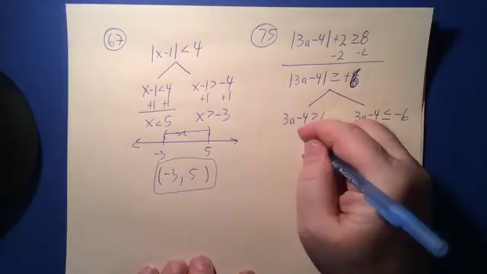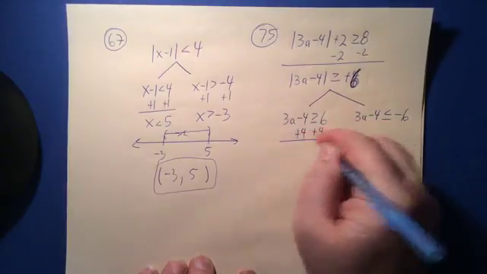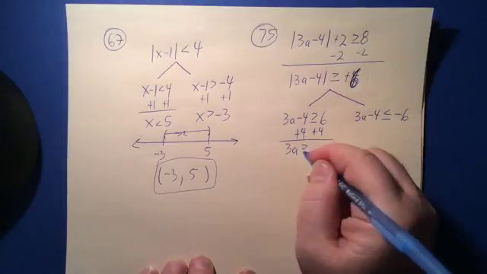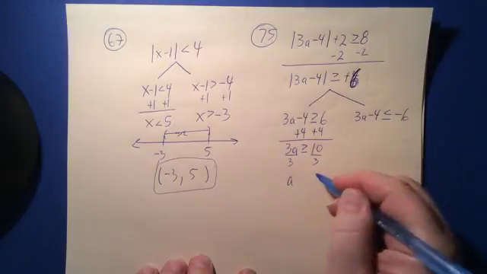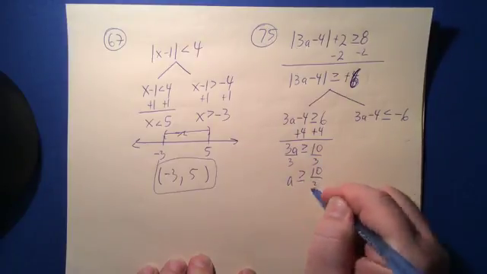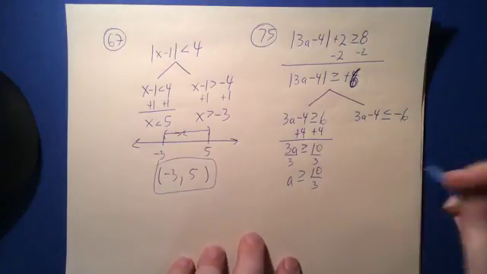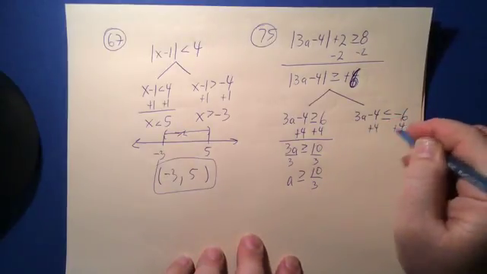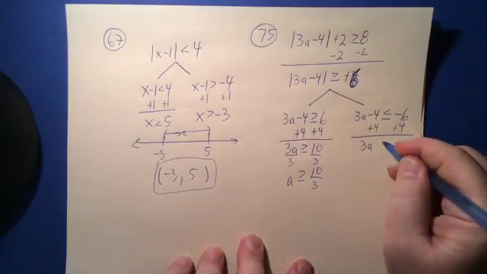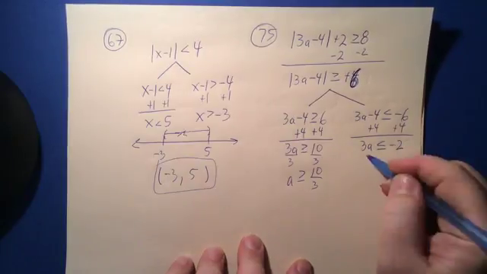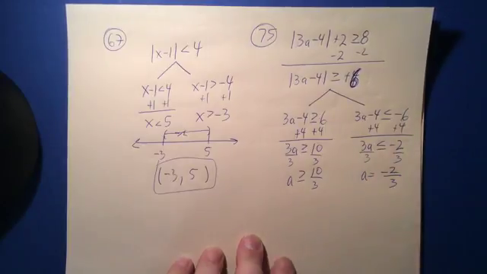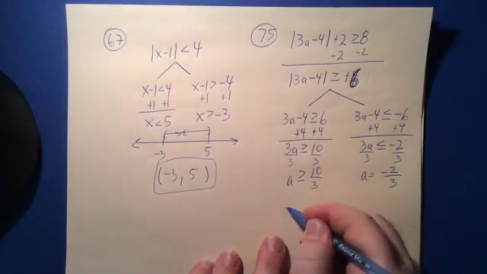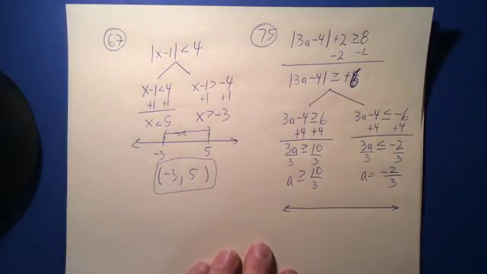So going forward, we add 4 to both sides. So we have 3a is greater than or equal to 10. And then if I divide by 3, we have a is greater than or equal to 10 over 3. On this side, if we add 4 to both sides, we have 3a is less than or equal to negative 2. And then if we divide by 3, we have a is less than or equal to negative 2 over 3. So remember, we don't express this as a set. We need to put this on a number line, and let's see what happens with our solution.